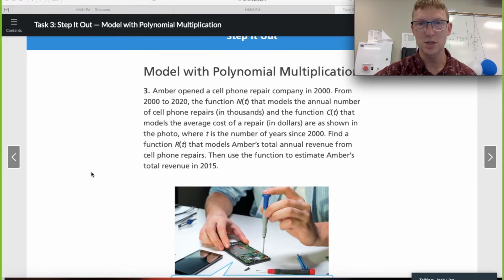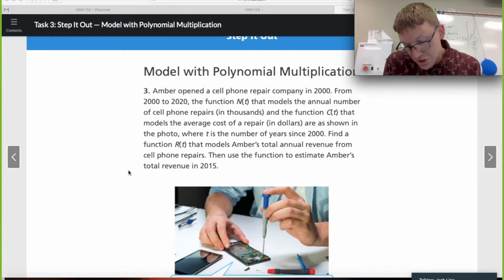Then use the function to estimate Amber's total revenue in 2015. So we've got a model that gives the annual number of cell phone repairs, and that models the average cost of the repair. I assume that's how much she's charging. And so the total number would be the total revenue. I guess she has zero costs.